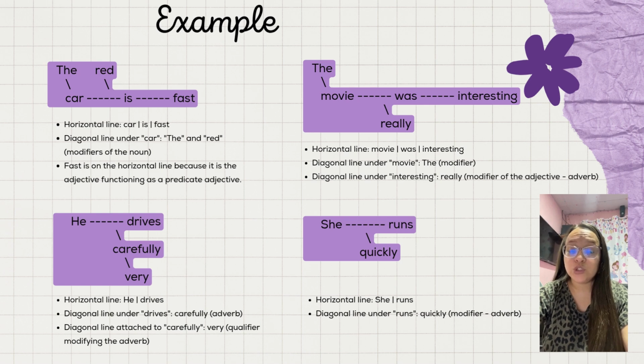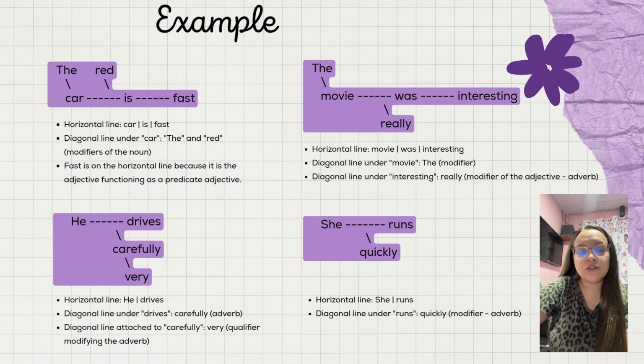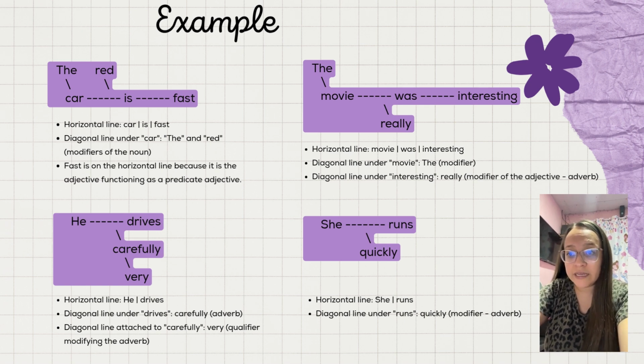Then we draw two diagonal lines under car. On them we place the and red, which are modifiers of the noun car. The is an article, red is an adjective. This way we can clearly see how modifiers are directly connected to the word they describe. Sentence diagrams help us better understand the role of each word.